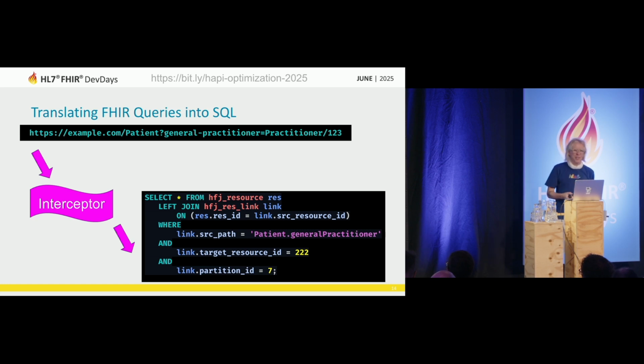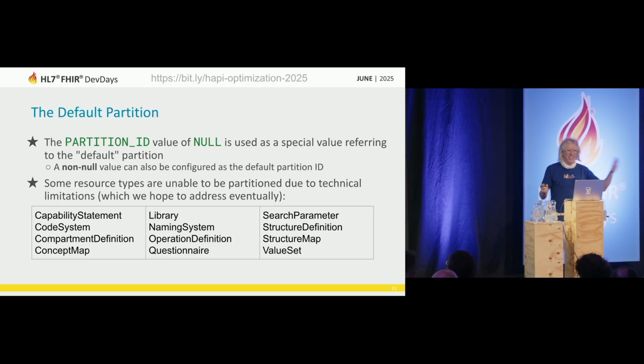It doesn't actually appear in the query anywhere. You might be wondering, how do we know we're looking for partition 7? So, I'll talk about that in a second. One other concept that's worth mentioning here is this concept of the default partition.